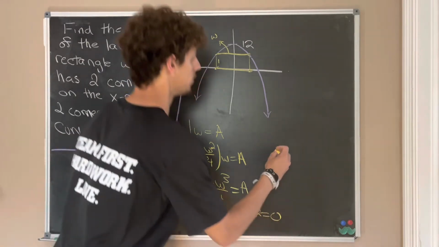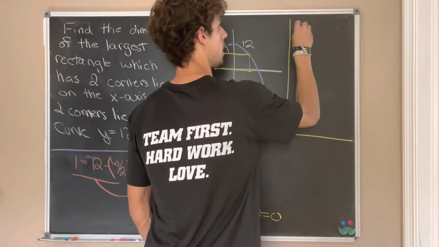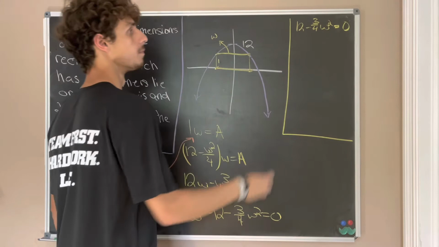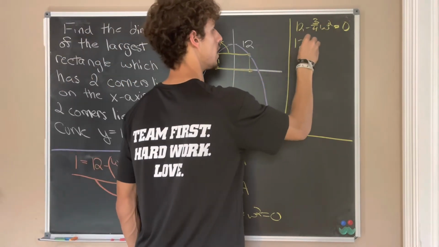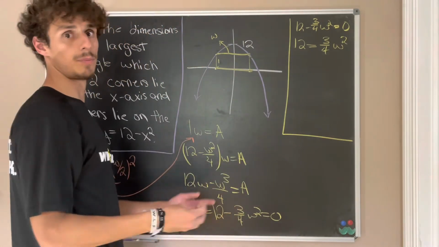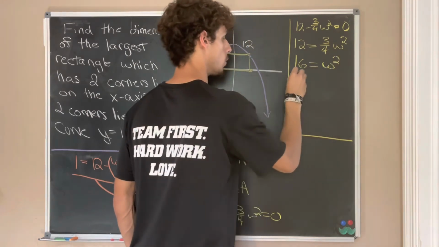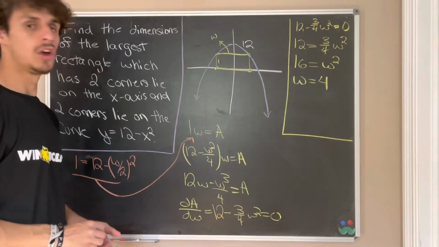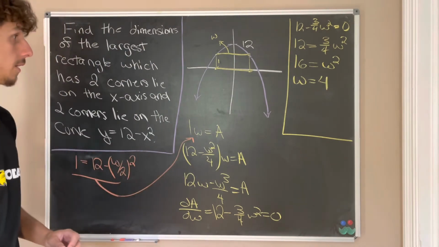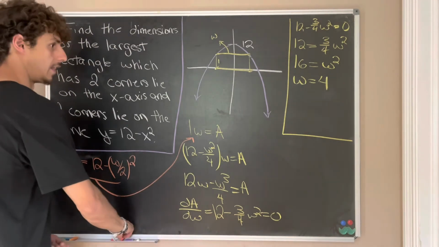Okay, so now we need to solve this for W. I'll go ahead and do that in this yellow box up here. So we'll have 12 minus 3/4 W squared is equal to 0. Now we move this right term across. We'll have 12 equals 3/4 W squared. And then multiplying by 4/3, we get 16 equals W squared, or W equals 4. We choose the positive square root here because negative values don't make a whole lot of sense when we're talking about area.